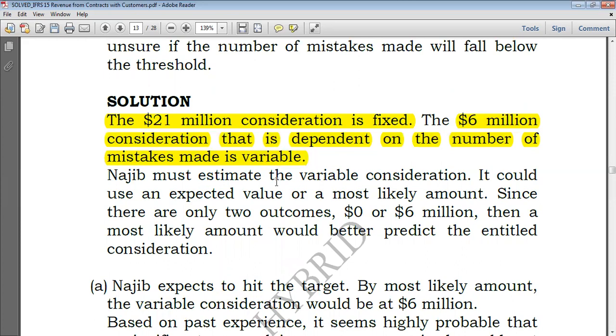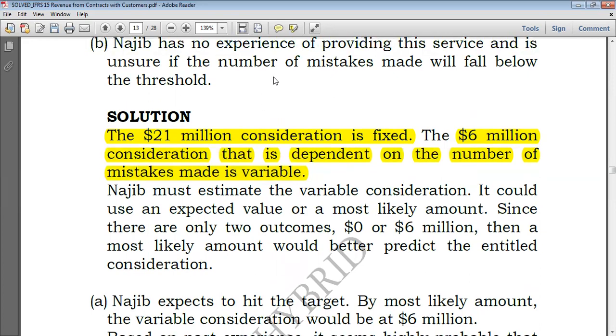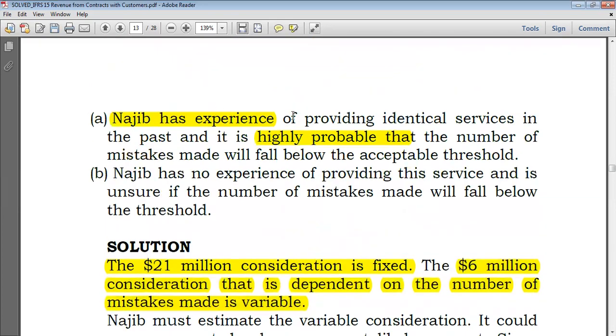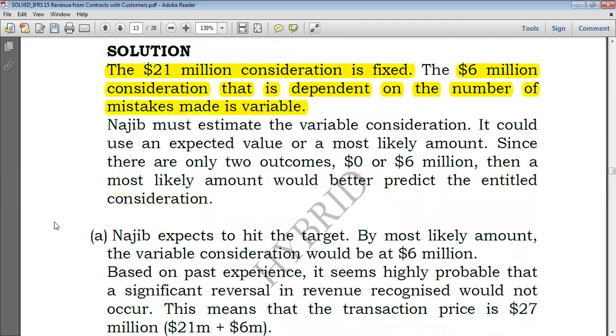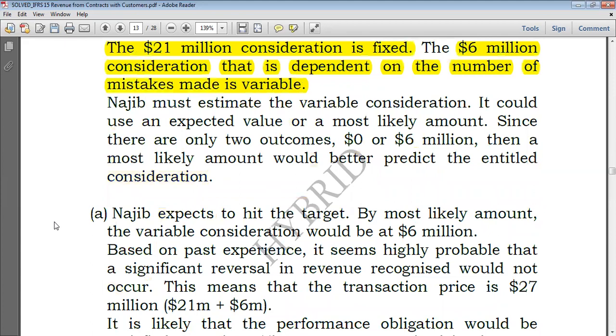We are told that it is highly probable. And actually, even before, the question stated that Najib had experience. So if Najib had experience, it was evident that it would be probable that the mistakes will fall. So Najib must estimate the variable consideration. And it could use an expected value or most likely amount. When estimating these things, you can use expected value, that is a long run average, or just a most likely amount, depending on the circumstance.